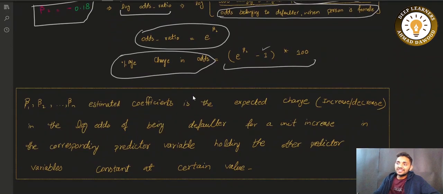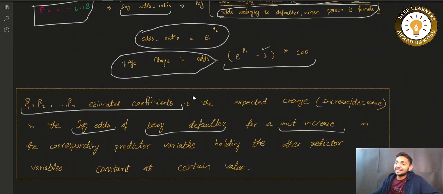Okay, so these are the coefficients that we have. These are the estimated coefficients that our model has calculated during training, the best fit parameters or best fit coefficients, you can say. These coefficients are the expected change, increase or decrease, in the log of odds of being defaulted for a unit increase in the corresponding predictor variable.